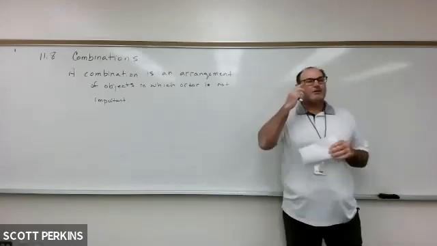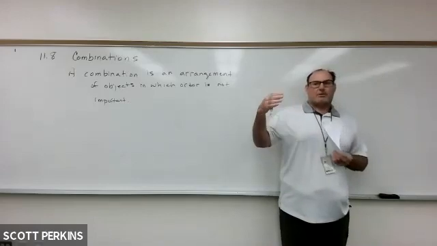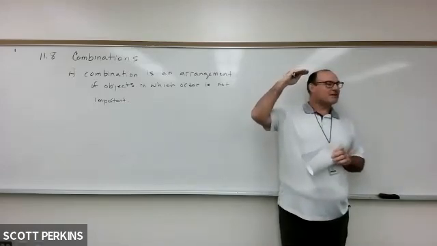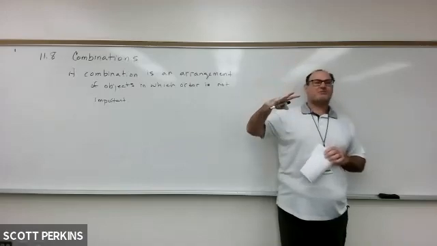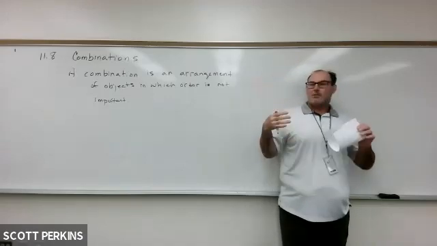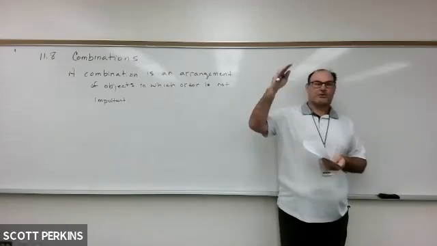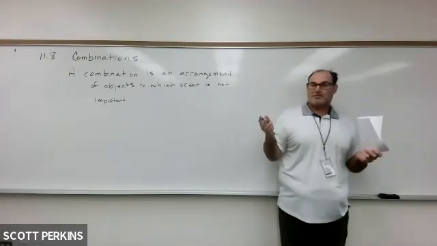So for instance, here's an example. If there was a raffle, and we had a raffle in which the first place was $100, the second place was $50, the third place was $25. That would be a permutation. Order would be important, right? Because you'd want to be picked first or second or third. There would be a difference.